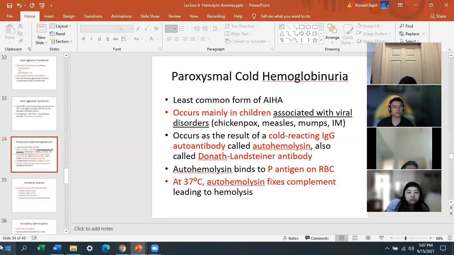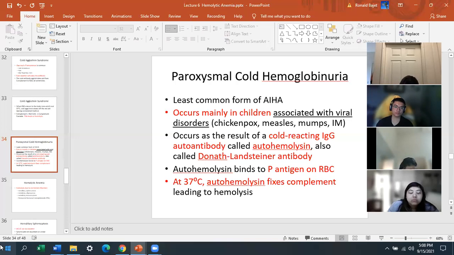And the antibody is called an autohemolysin, and it's also called the Donath-Landsteiner antibody. So it has three names. It's cold reactant IgG, autohemolysin, but it's the Donath-Landsteiner antibody. Okay, so this autohemolysin or Donath-Landsteiner will bind to the P antigen on the red blood cell. Remember, the red blood cell has a whole bunch of antigens on its surface. If you happen to have the P antigen, then that's what the autohemolysin will bind to, okay?